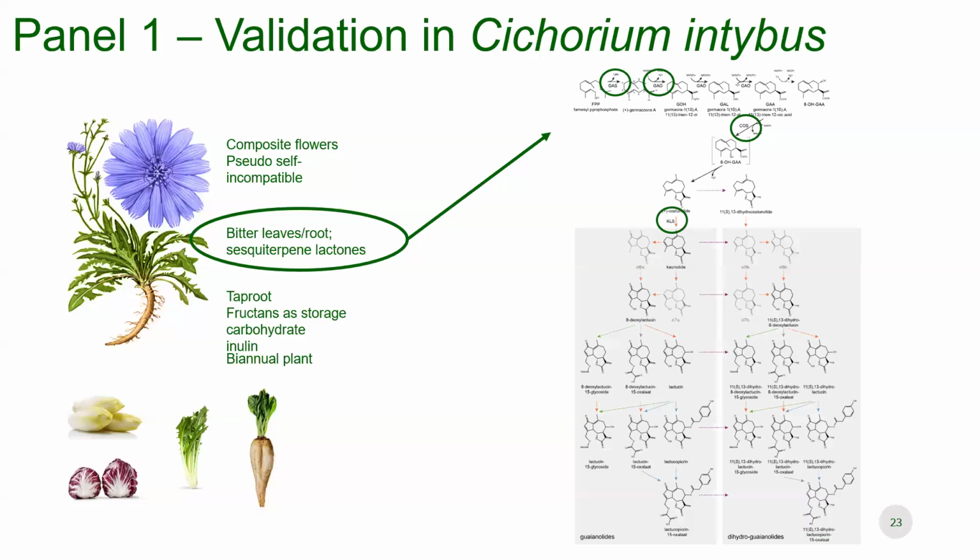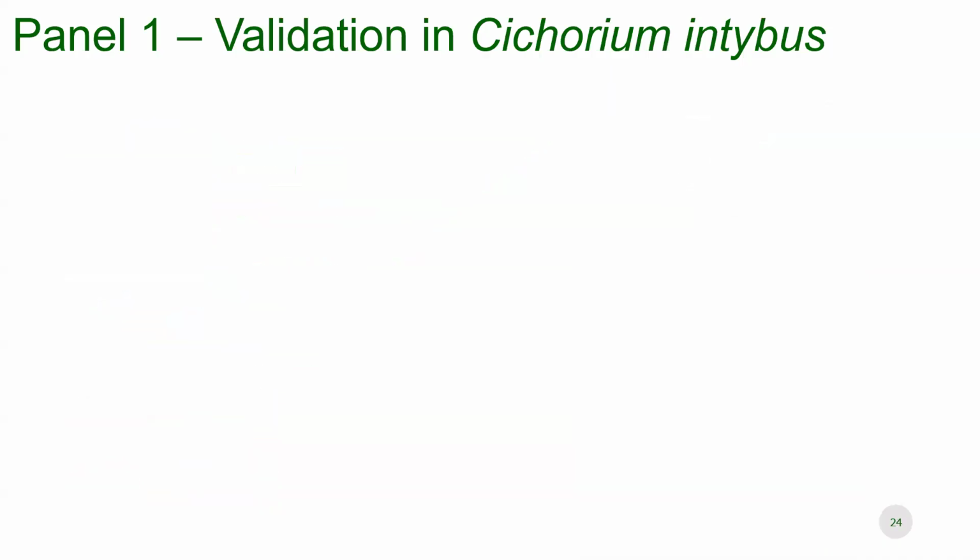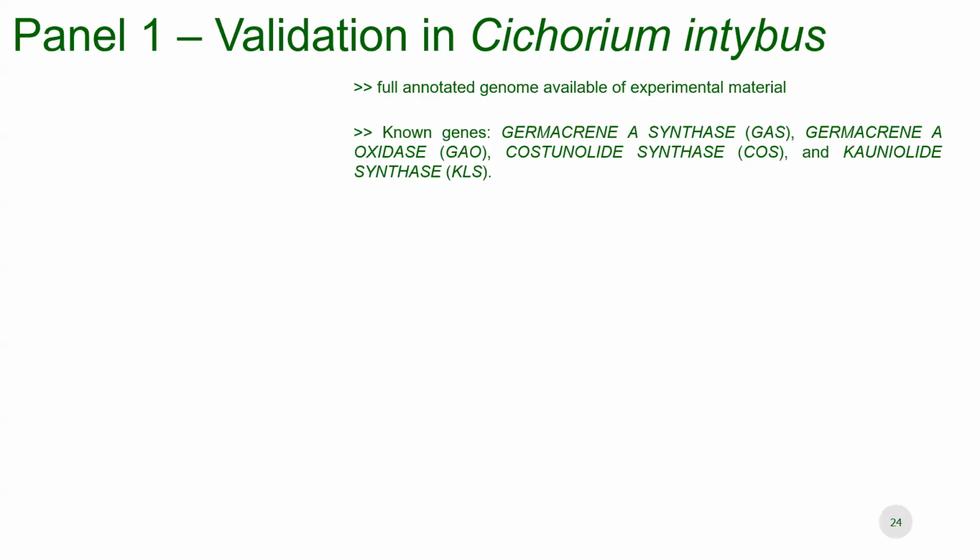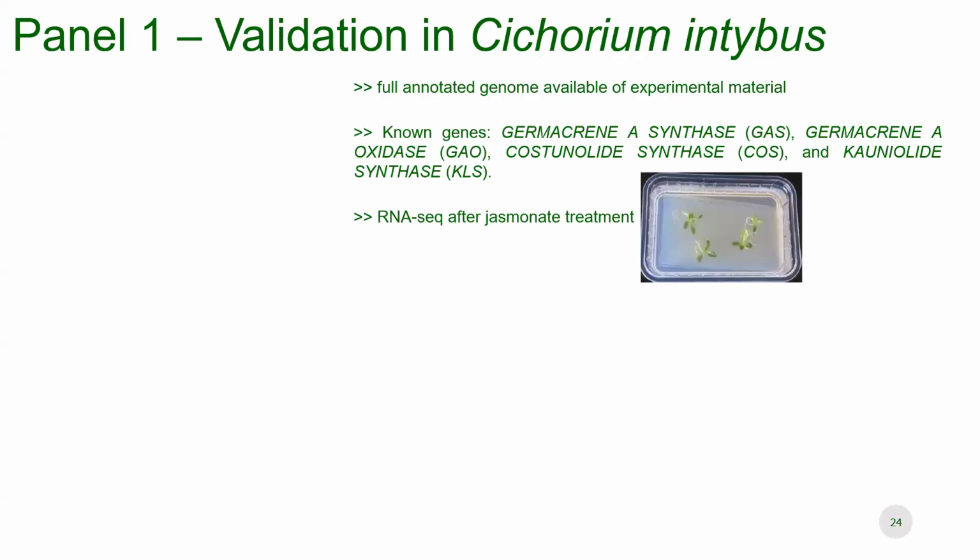There are already some steps in the pathway that are known. These genes that I indicated here, GAS, GAO, COS, KLS genes, these are known. So these were actually our target genes for Cichorium studies in my institute. So we wanted to have a lot of information on the target genes to design proper guide RNAs. So we had a fully annotated genome available of the experimental material that we wanted to use in our experiments. We had the known genes, as I said: the GAS, the GAO, the COS, and the KLS genes.